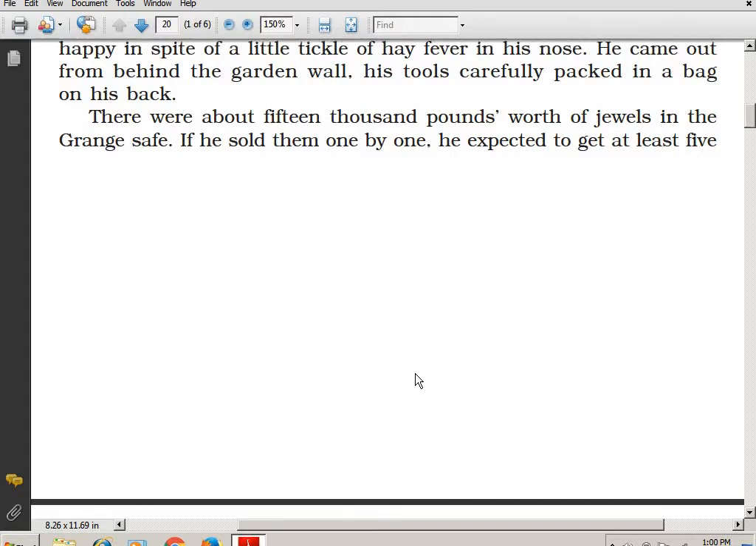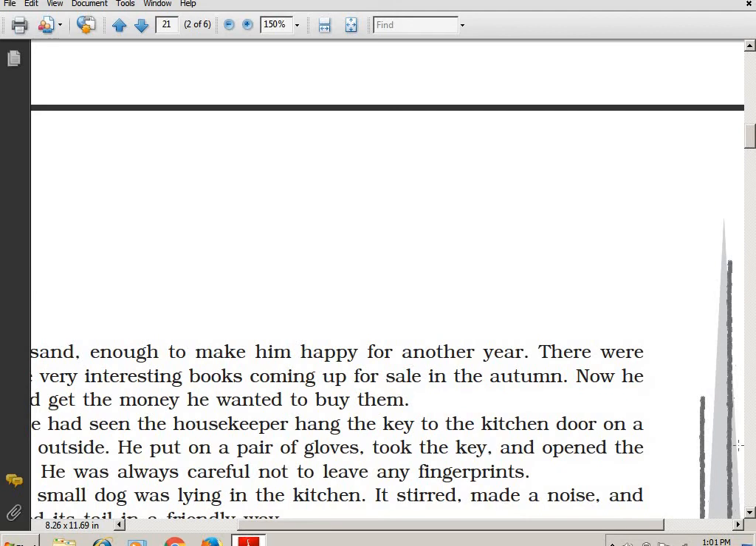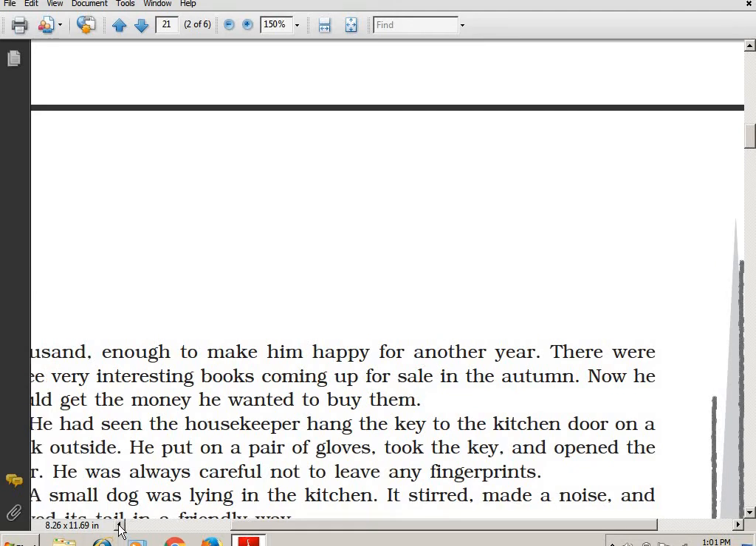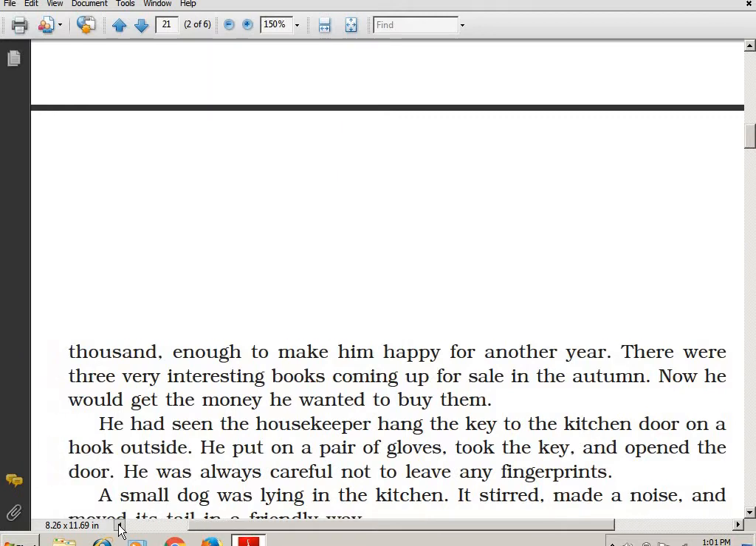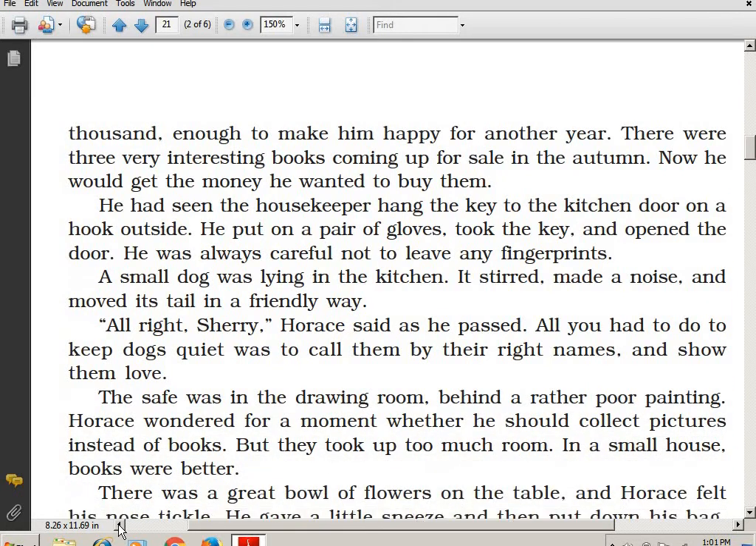There were about 15,000 pounds worth of jewels in the Grange safe. If he sold them one by one, he expected to get at least 5,000, enough to make another year. So he is thinking of robbing the jewelry that was there, and he knows if he sells it, he will get at least 5,000, enough to make him happy for the next year.